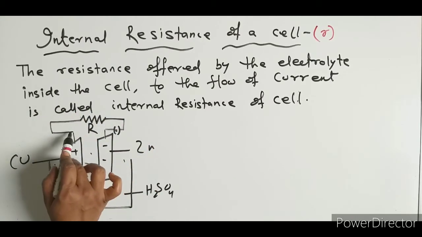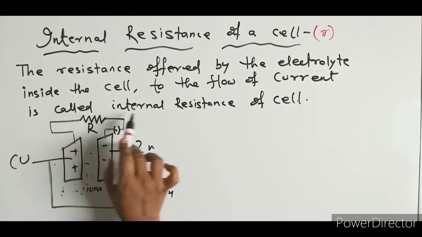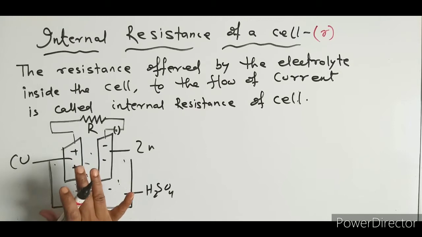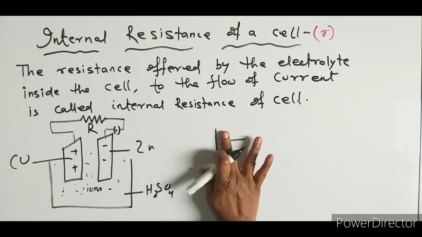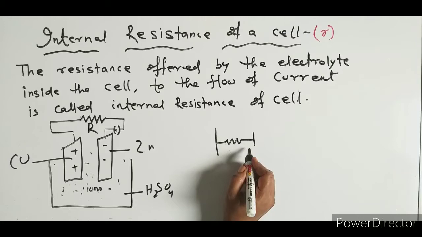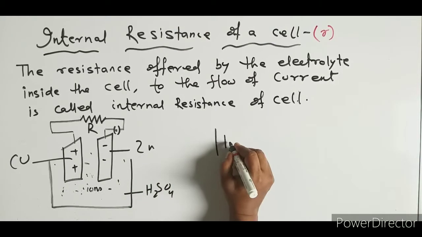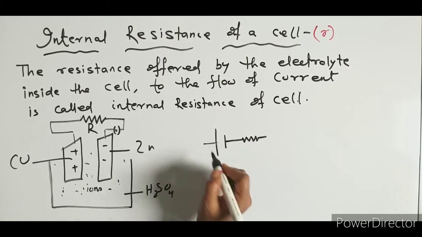This is the structure of the cell. Up to this is the structure of the cell. The resistance to the flow of current is called internal resistance of a cell. Clear? And this internal resistance of the cell, we cannot represent it separately. Usually there should be some resistance here. We don't usually represent it, but it can be represented like this. Here there will be some resistance. Clear?